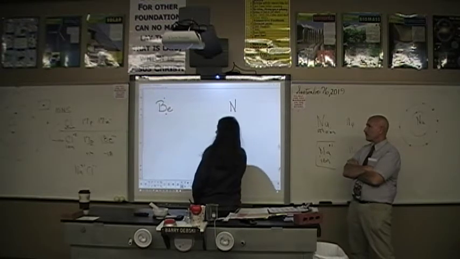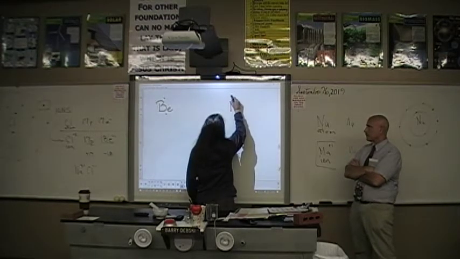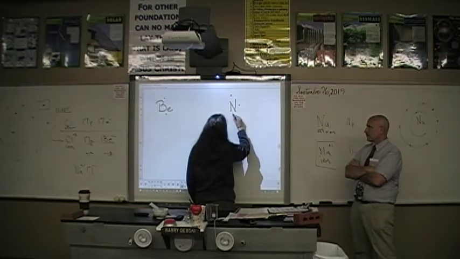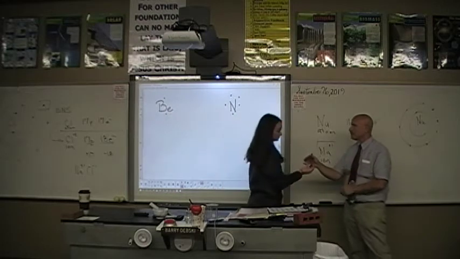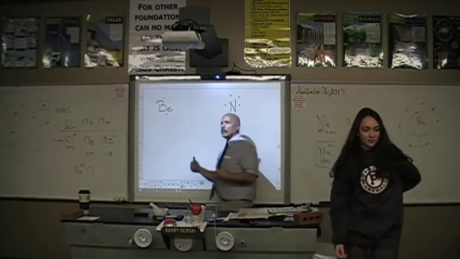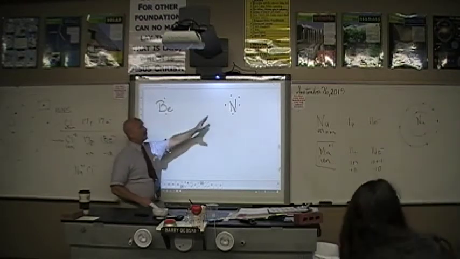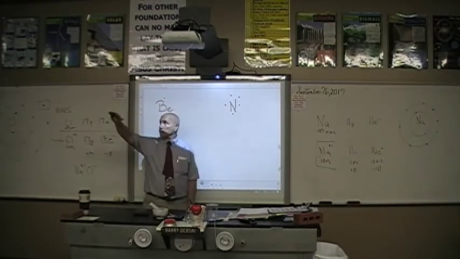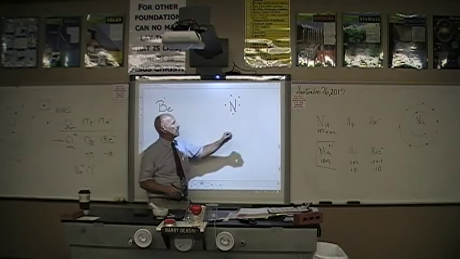Atomic number is 7, but it's only got 5 valence electrons. 2 in the first shell, 5 in the second. Good. Okay, so we got beryllium, group 2, 2 valence electrons. Nitrogen, group 15, 1, 2, 3, 4, 5. 5 valence electrons, just count from the left-hand side.